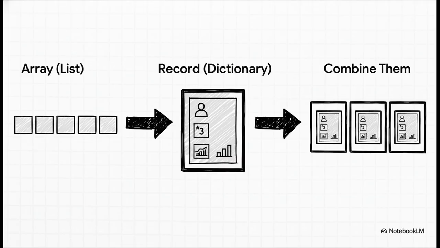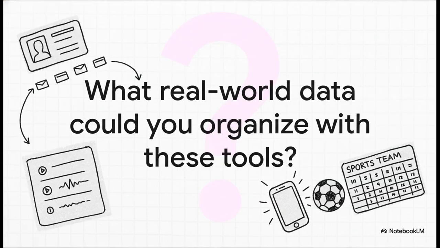Okay, here it is, the bottom line. If you have an ordered sequence of similar items, like a list of names or high scores, use an array, a Python list. If you need to store varied details about one single item, like a person's profile with their name, ID, and so on, use a record, a Python dictionary. And when you have a list of complex items, like a whole database of user profiles, you combine them. You make an array of records, a list of dictionaries. That's the secret sauce.